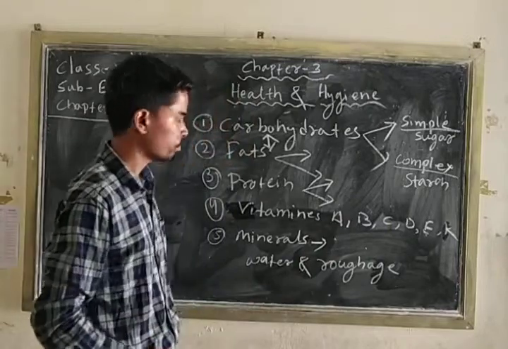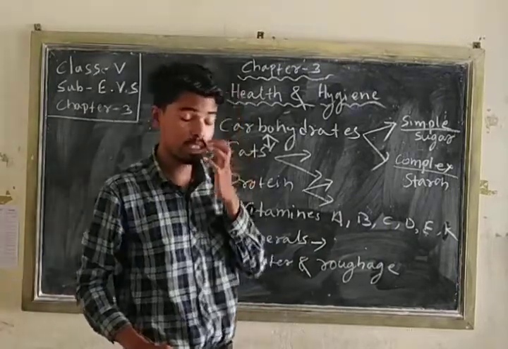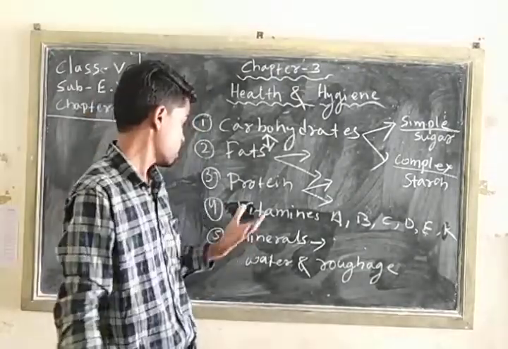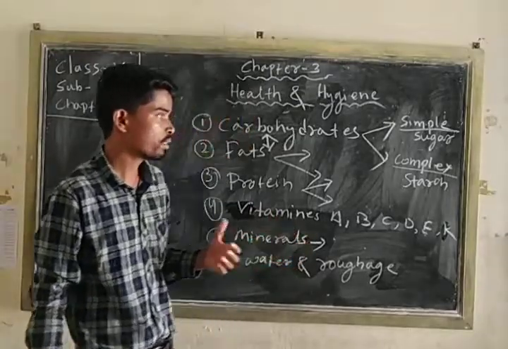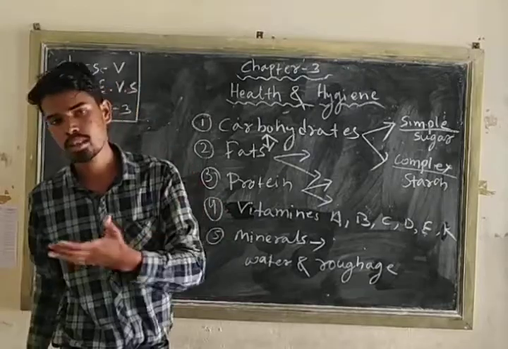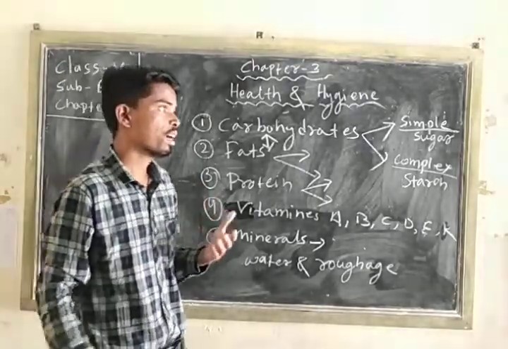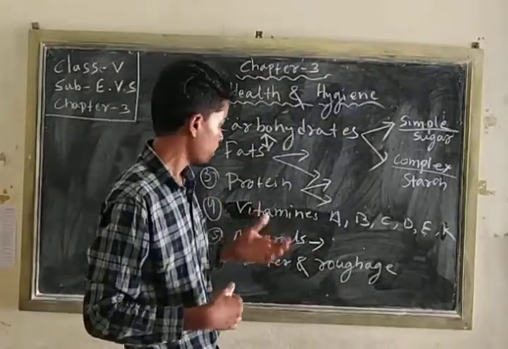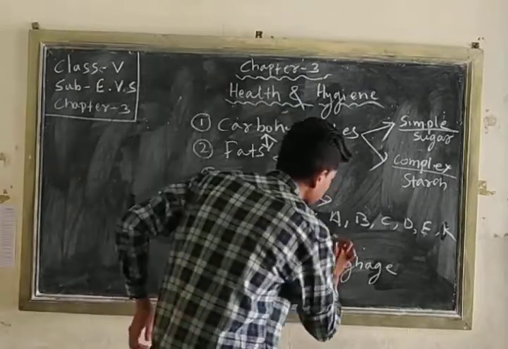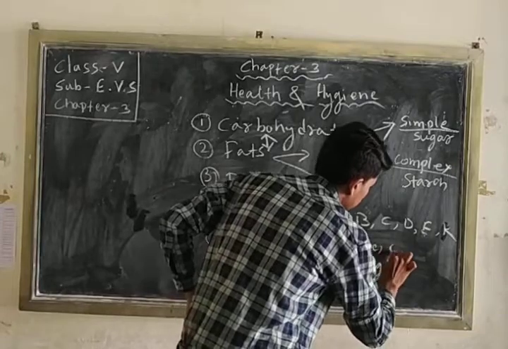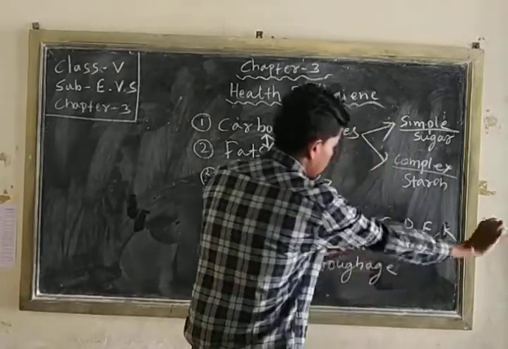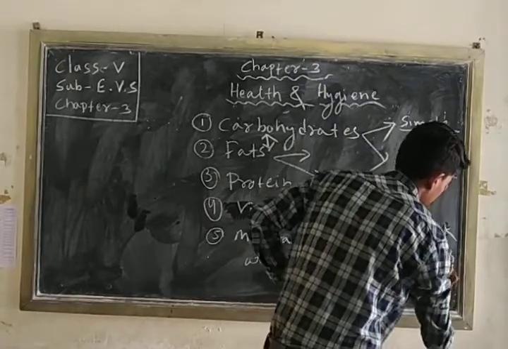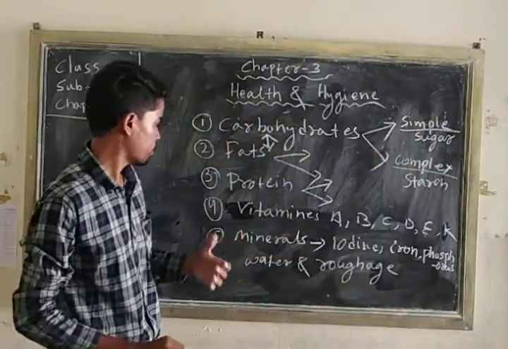Okay, and minerals are inorganic substances. Inorganic means iodine, calcium, phosphorus, iron, all these are minerals. Inorganic substances form the non-living substance, and organic substances form the living substance. So minerals, mainly iron or iodine, and phosphorus, are examples of minerals.